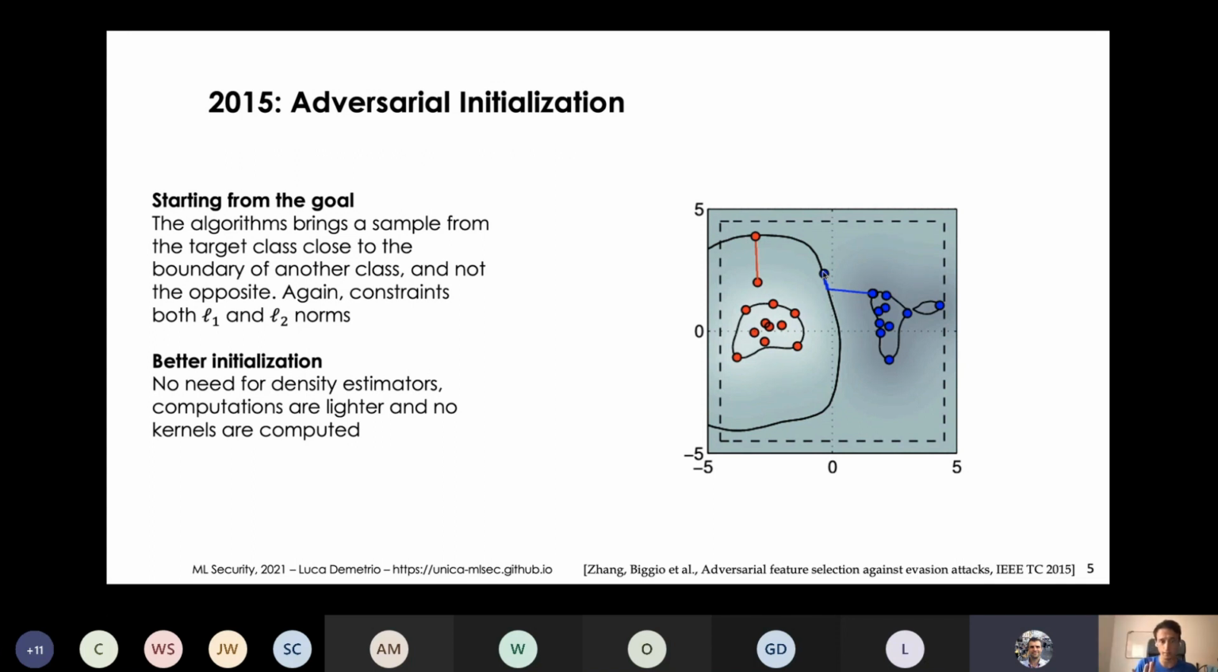So the pro of doing this is that you don't care anymore about finding a good point inside the starting class, but you just do what is called an adversarial initialization. You find something that is already in the class we want to reach, and then we approach it, we move it toward the boundary. If you need a visual intuition, you can think about building a bridge from both sides. You build the first part of the bridge, and then you wait for the other to reach you.